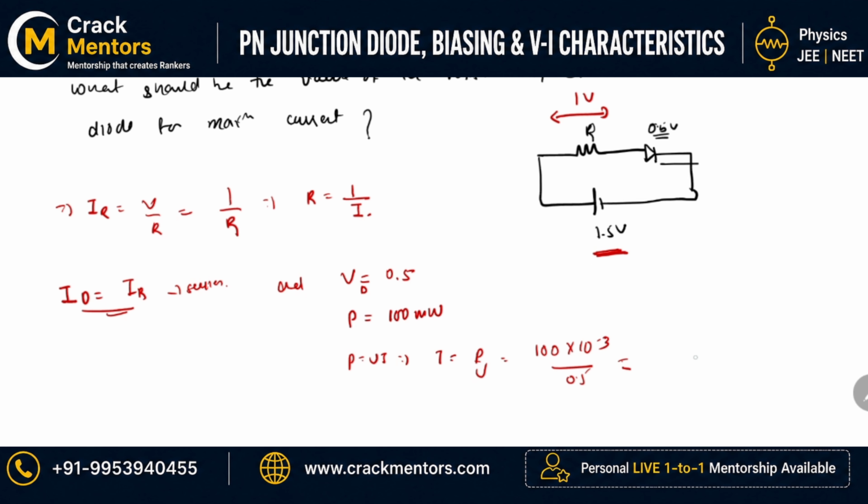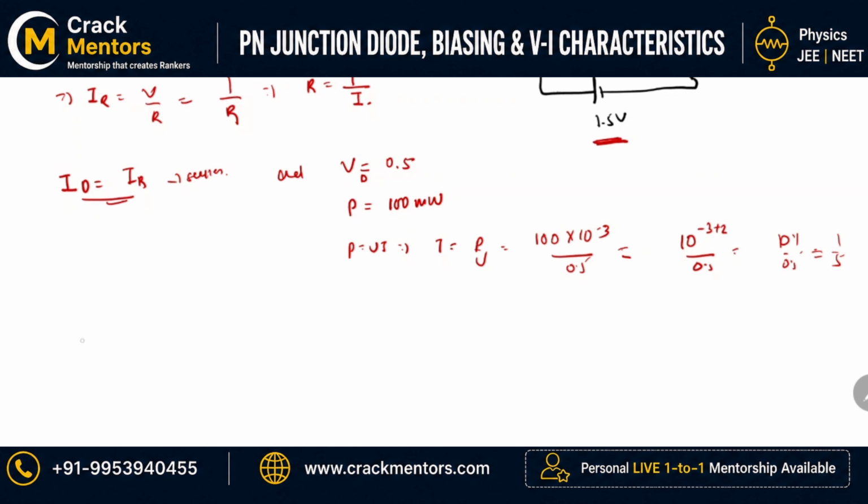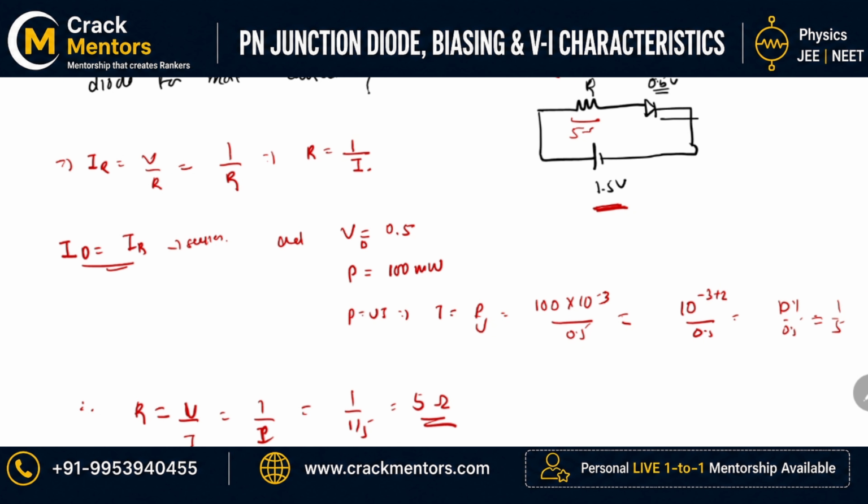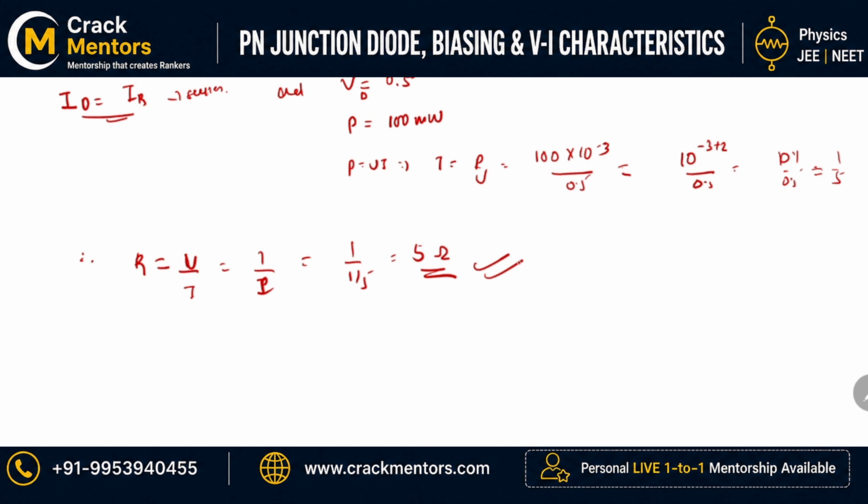Let me make it very clear because I am also getting confused. I can write 100 into 10 to the power minus 3 divided by 0.5. This is equal to 0.1 by 0.5, which is 1 by 5. So the value of the current here is 1 by 5. Therefore, since the current is the same, the resistance is equal to V by I, which is 1 by I. What is the I here? I is 1 by 5. Therefore I get 5 ohm. The resistance of the resistor is equal to 5 ohm. If it is 5 ohm, then you can see that the condition is fulfilled.